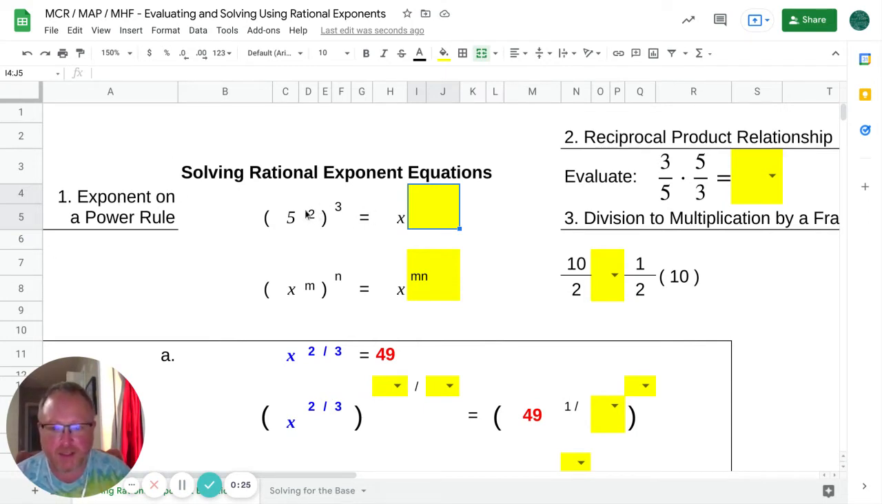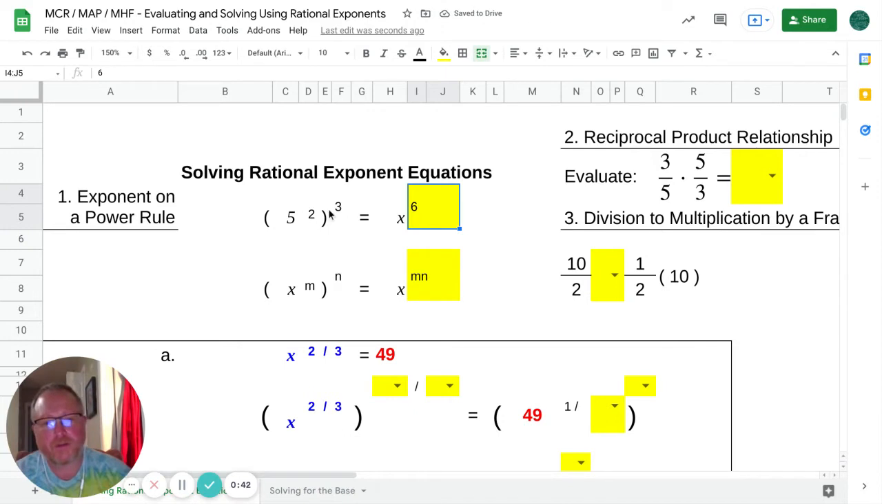Okay, so the 3 is the exponent, 5 squared here is the power. What's the rule? Well, this means you have 5 squared 3 times in a row. 5 squared, 5 squared, 5 squared. Altogether, you have 6 5s with repeated multiplication. So 5 to the 6 means you multiply the exponents.